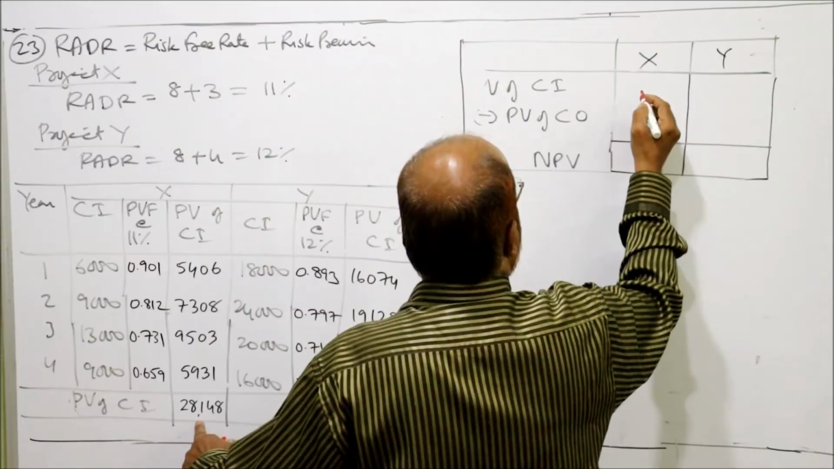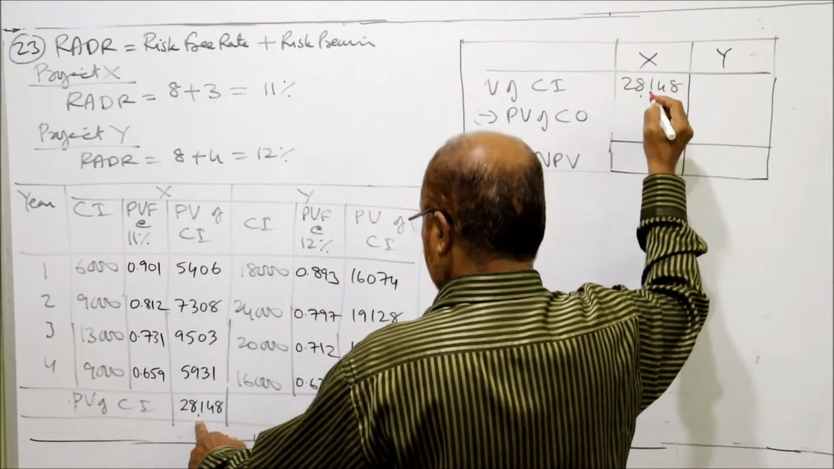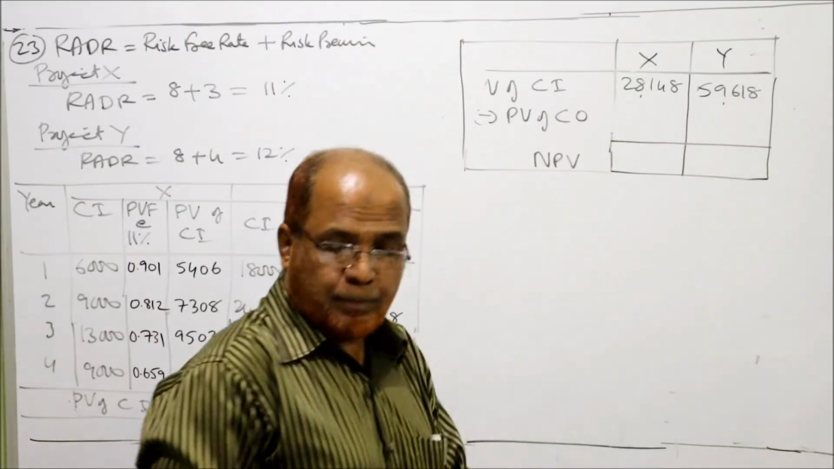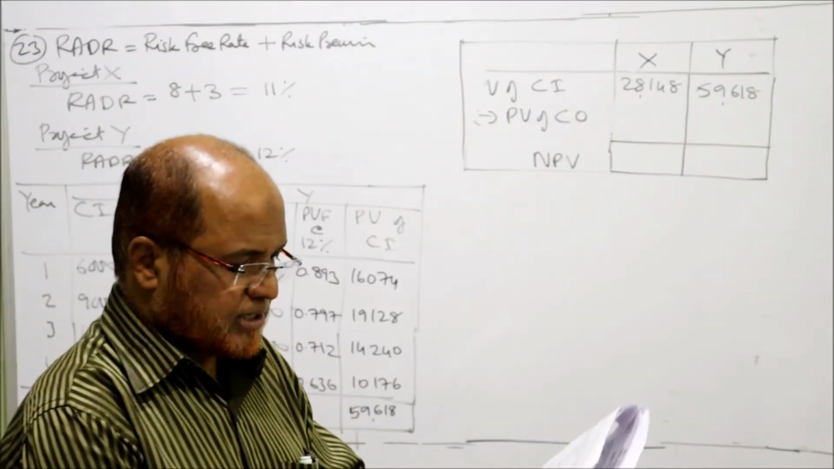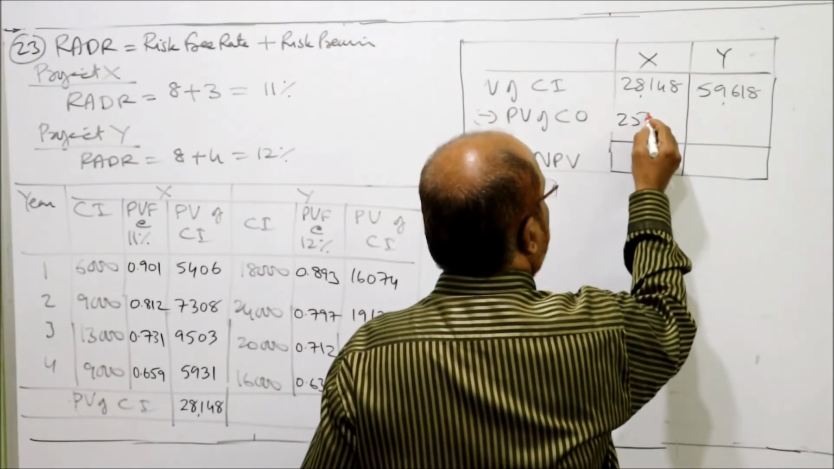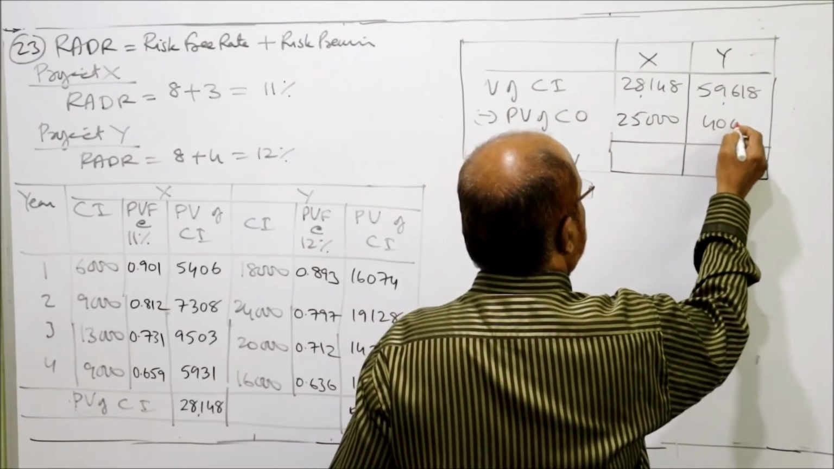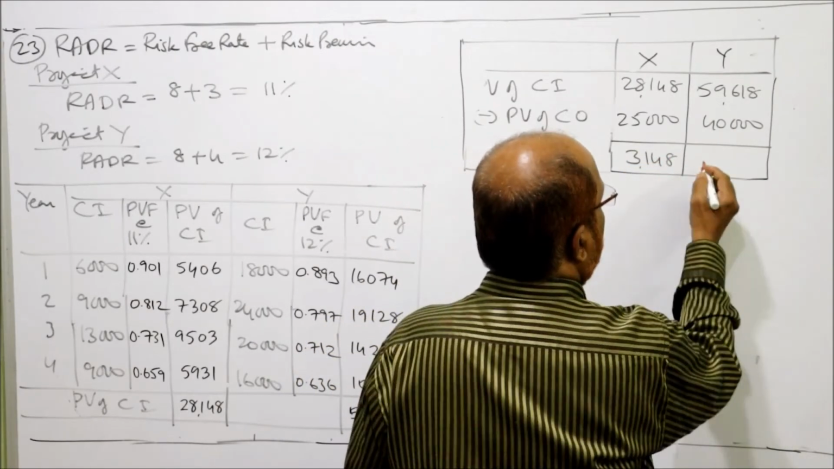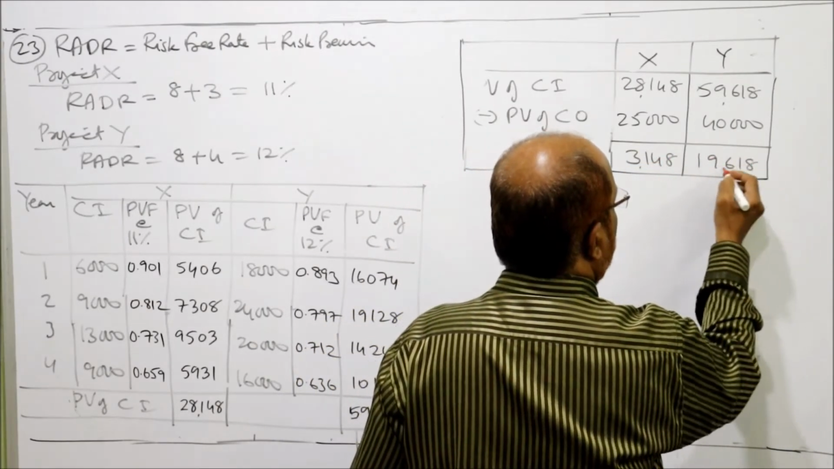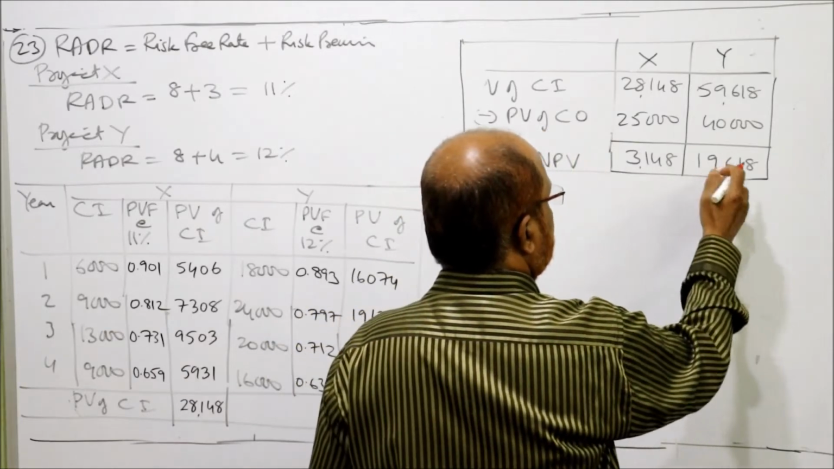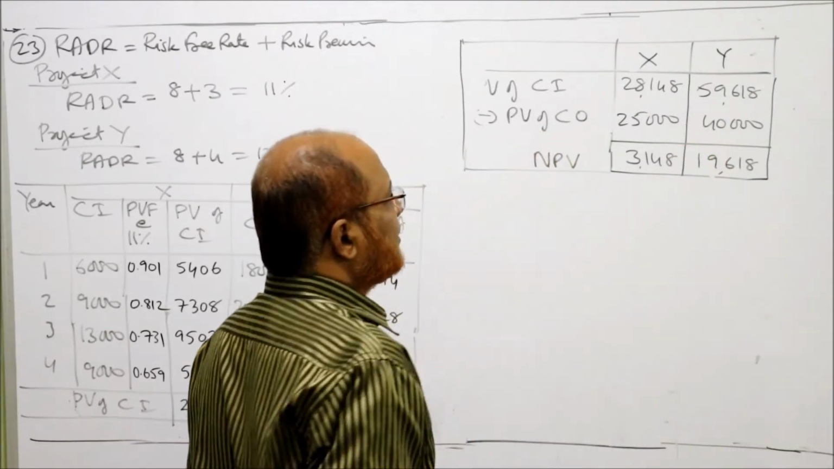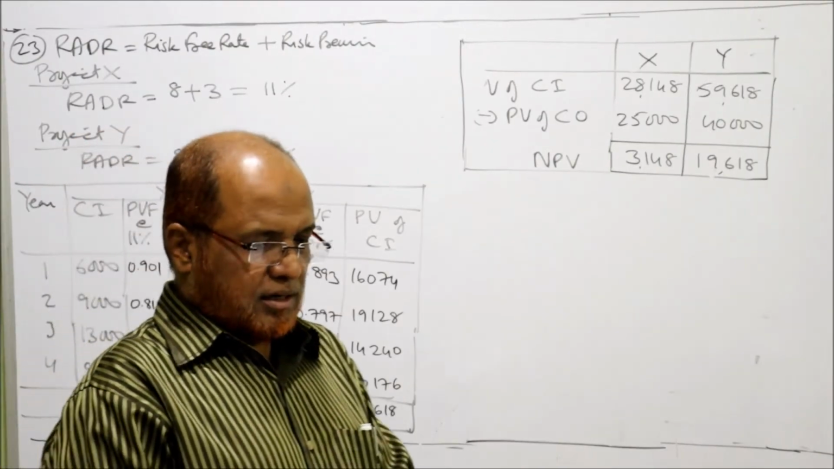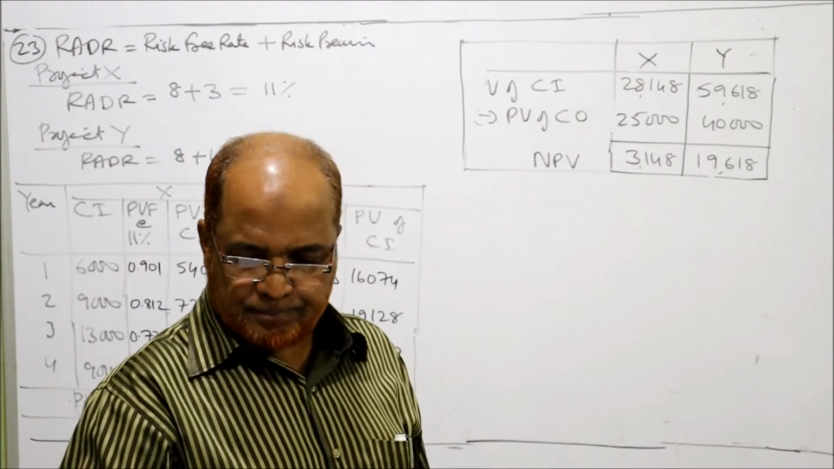So cash inflows are 28,148, 59,680. What is the PV of cash outflow? What is the cost of the project? It is given 25,000, 40,000. So 3,148 and 19,680. That's it. It is asking you to state which project is better.